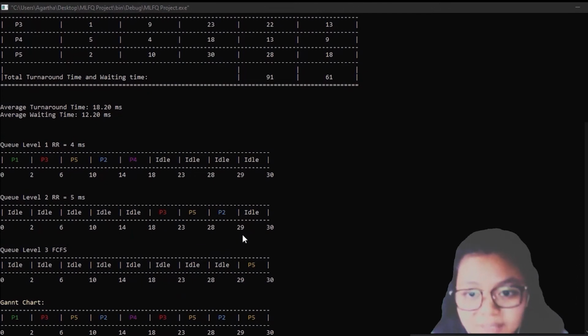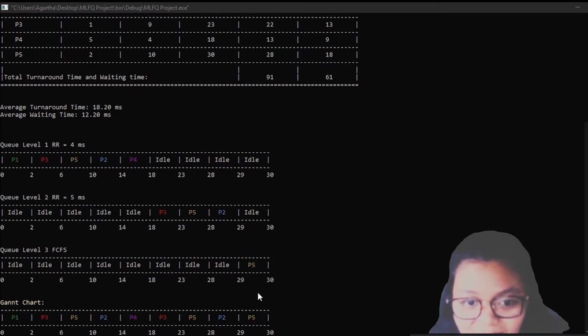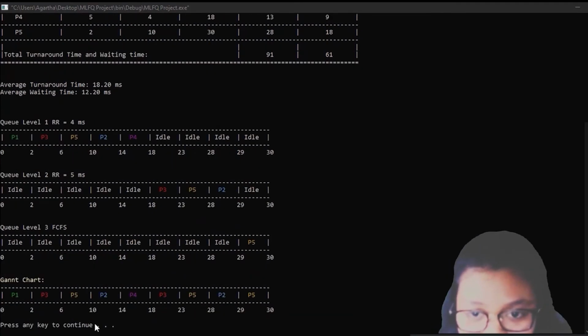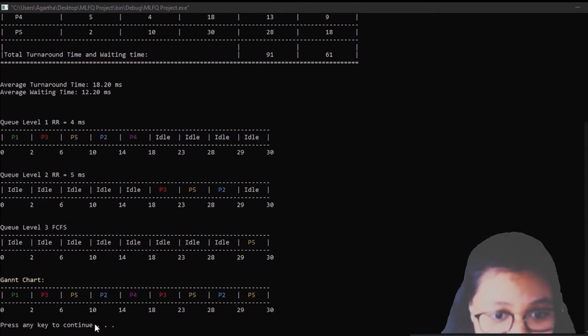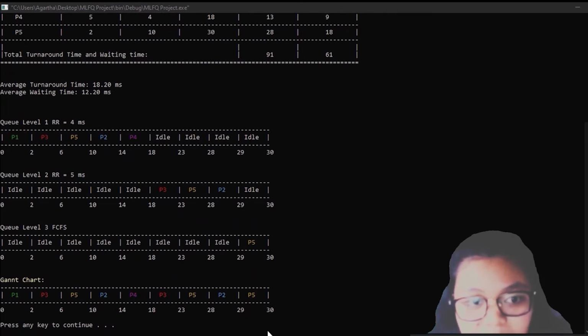So at 29 milliseconds, all processes are then executed in the second queue. P5 was the last process to execute and ended at 30 milliseconds. So P5 completes its burst time. We can see that all processes have been utilized and completed their burst time. So as we can see in the Gantt chart, it shows the finalized and successful program and we accomplished our goal completely.